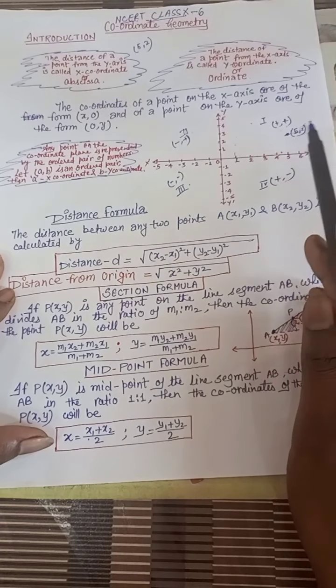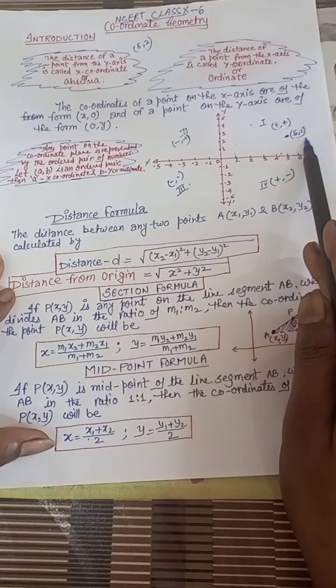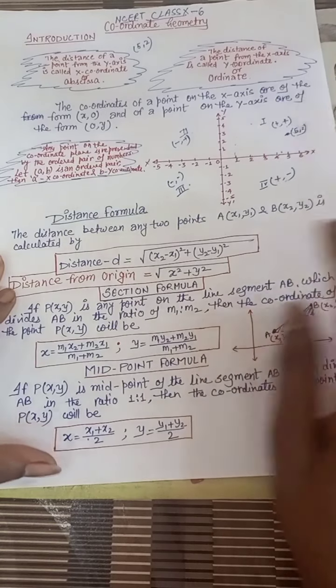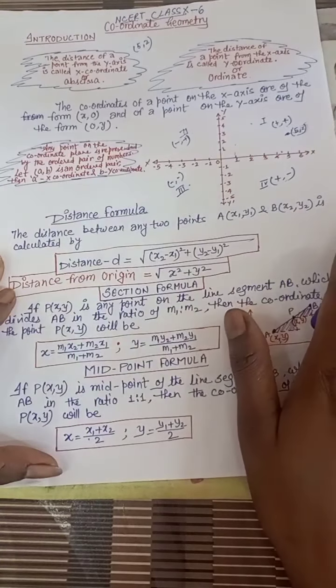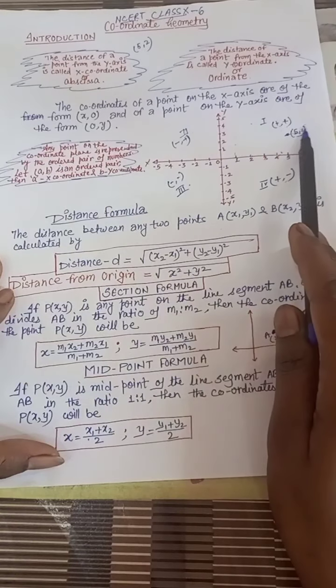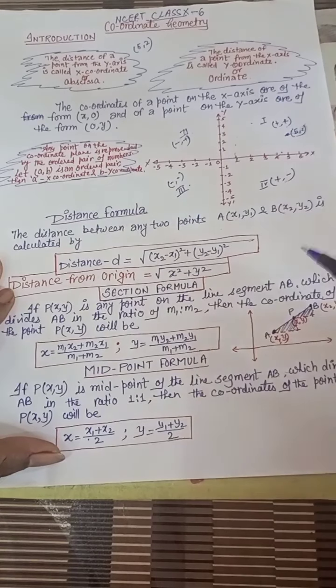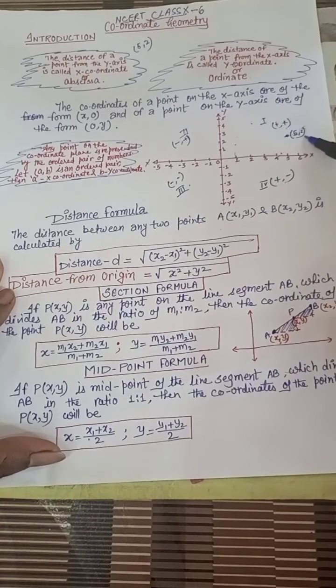In an ordered pair, the first is called the x-ordinate, or x-coordinate, and the second is called the y-ordinate. So in coordinate geometry there is always an ordered pair. The first one is on the x-axis, the x-ordinate, and the second one is the y-ordinate.